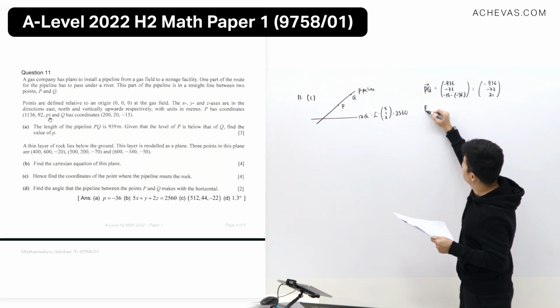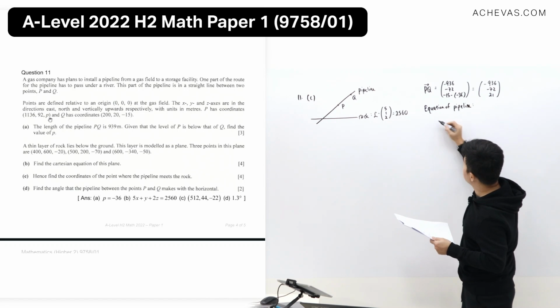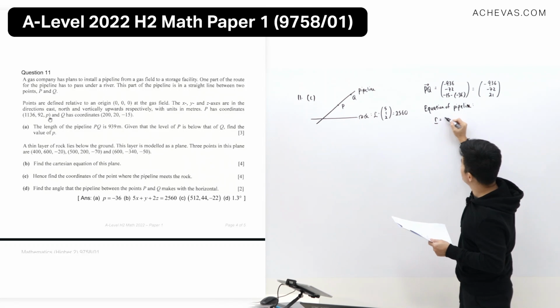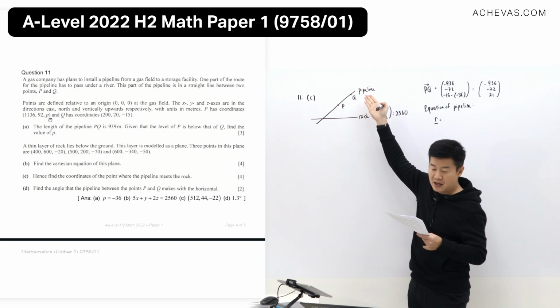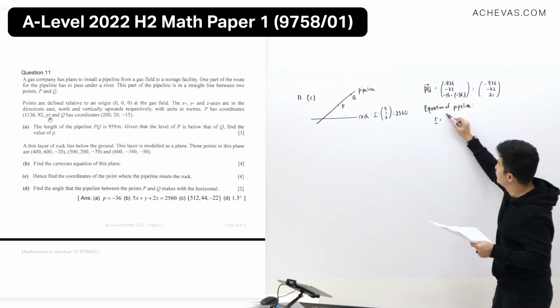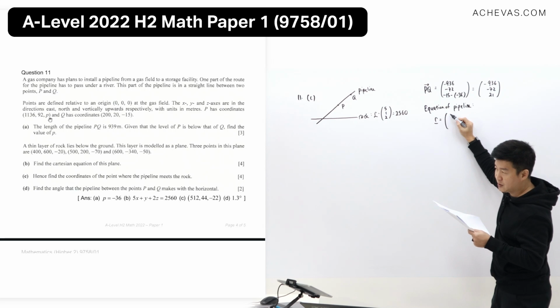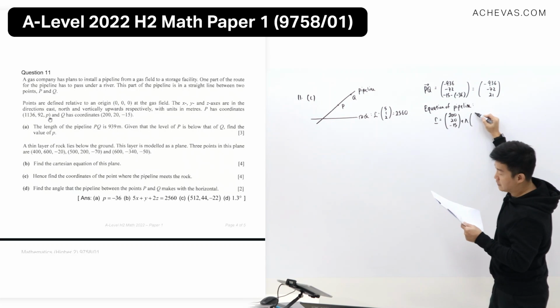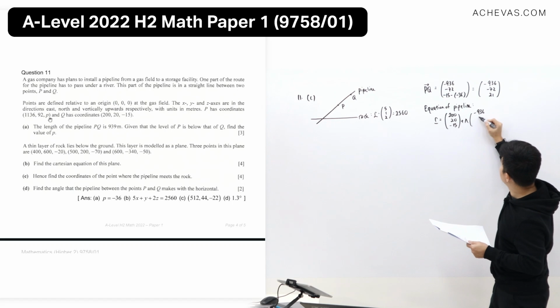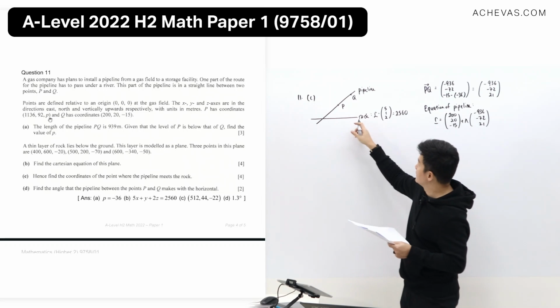which means that the equation of this pipeline will be r is equal to, it passes through the points P and Q, so I can use the coordinates of either of them. Let me just make use of the coordinates of point Q, which will be translated into a position vector as (200, 20, -15), plus lambda of a direction that is parallel to this pipeline, which is this. So this is the equation of the pipeline, and this is the equation of the rock.